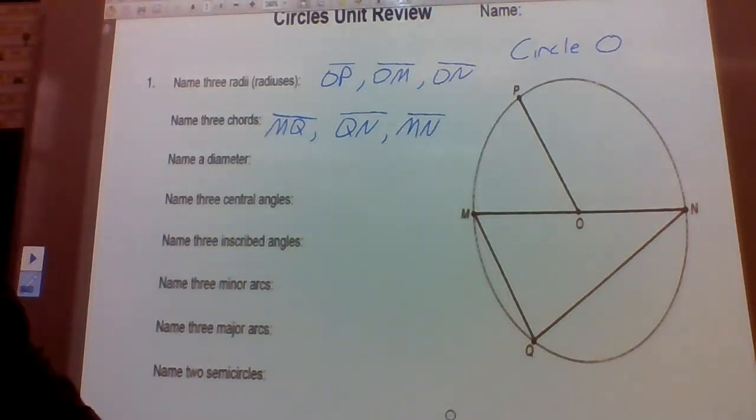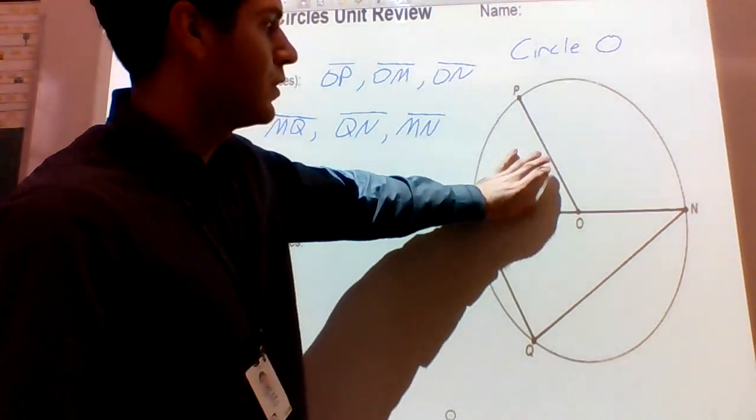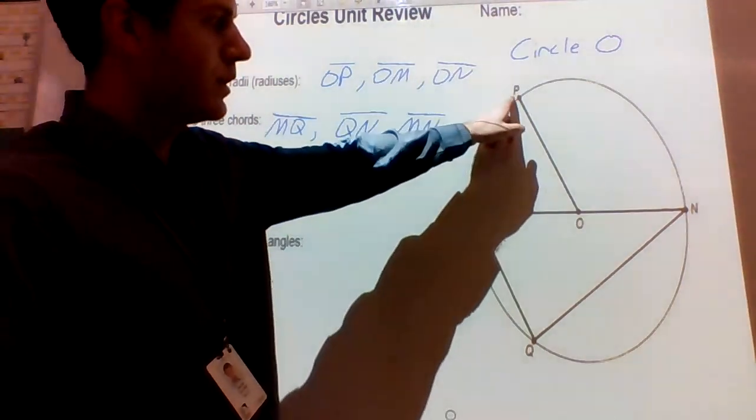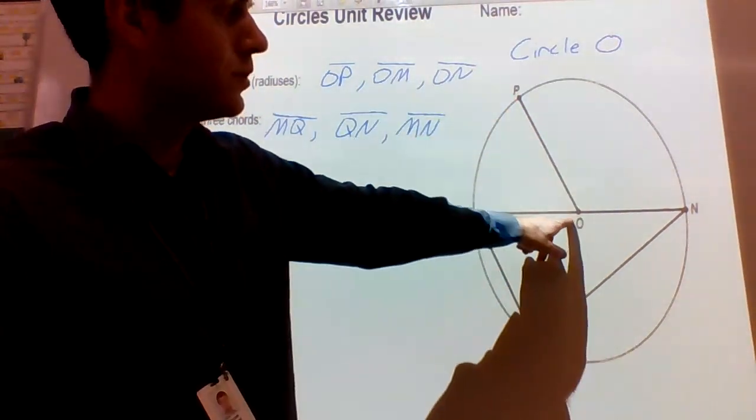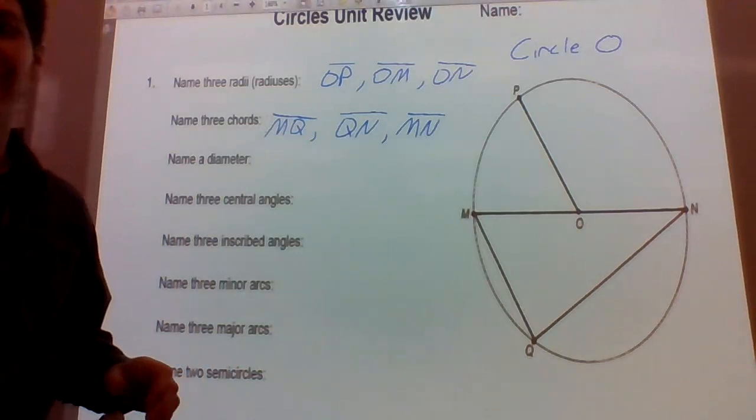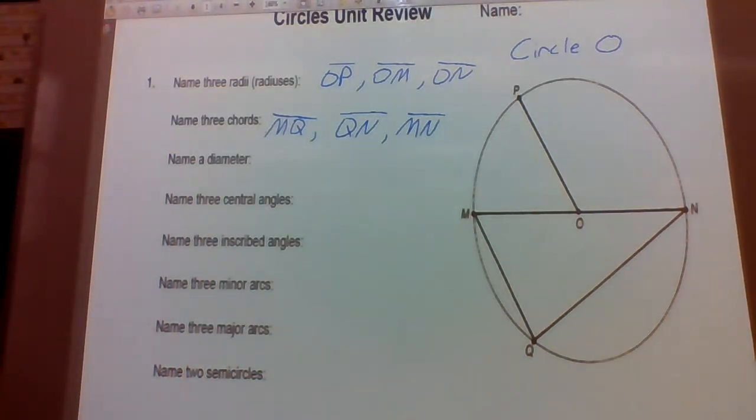The other segment on here is PO, but PO is not a chord because it doesn't connect 2 points that are on the circle. P is on the circle, but O is not on the circle, so PO is not a chord. A chord links 2 points that are on the circle.